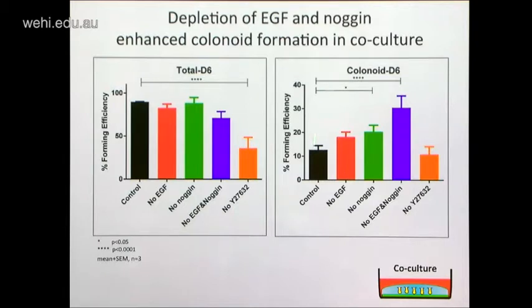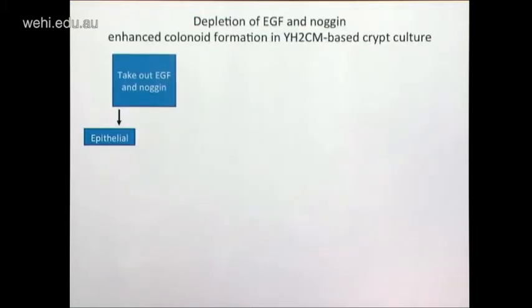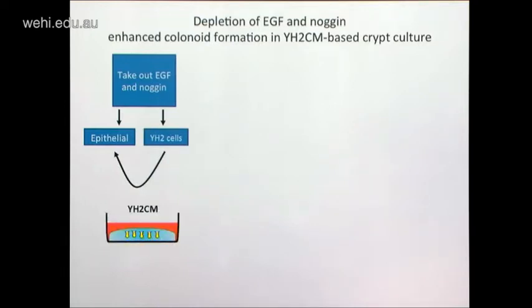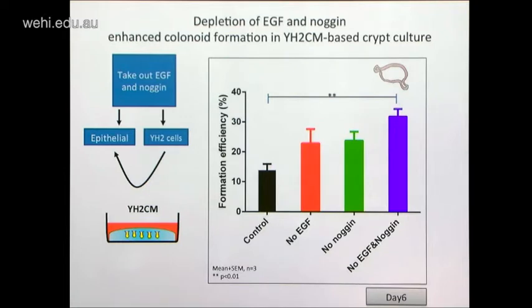And since this experiment was done in co-culture, we do not know whether the enhancement in colonoid formation by taking out EGF and ligand was a direct effect on epithelial cells, or an indirect effect on WEHI cells. Therefore, we repeated this experiment using WEHI conditioned medium instead of the WEHI cells. And similarly, we found that when we took out EGF, ligand, or both of them together, there are more colonoids formed, which confirmed that the enhanced colonoid formation was a direct effect on epithelial cells.